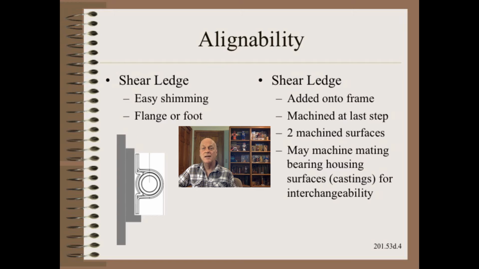You can even go one step further for process rollers that may need frequent replacement. That is, to match machine the bearing housings so that the roller might not need to be realigned every time you change it.